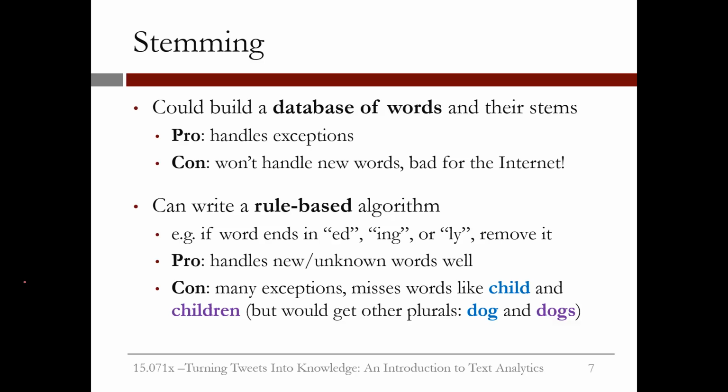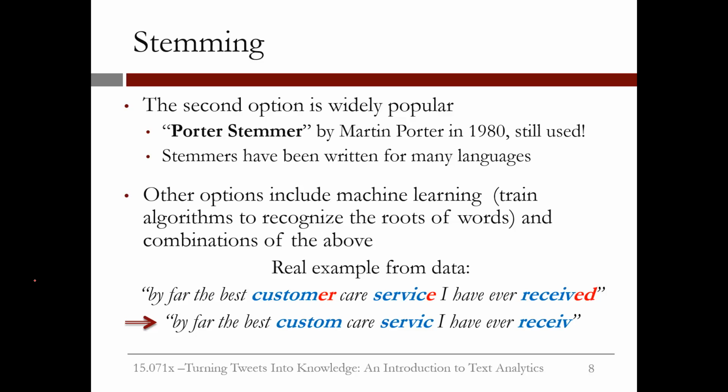In this approach, if a word ends in things like ed, ing, or ly, we would remove the ending. A pro of this approach is that it handles new or unknown words well. However, there are many exceptions, and this approach would miss all of these. Words like child and children would be considered different, but it would get other plurals like dog and dogs. The second approach is widely popular and is called the Porter stemmer, designed by Martin Porter in 1980, and it's still used today. Stemmers like this one have been written for many languages.